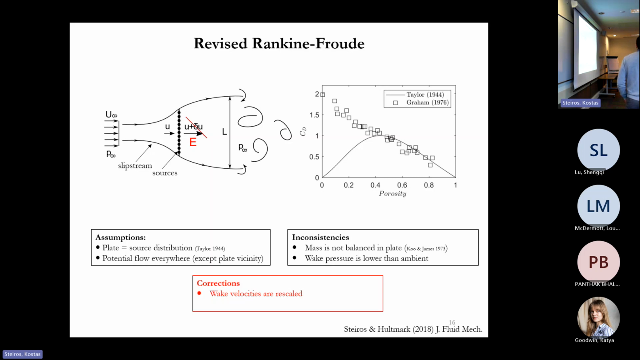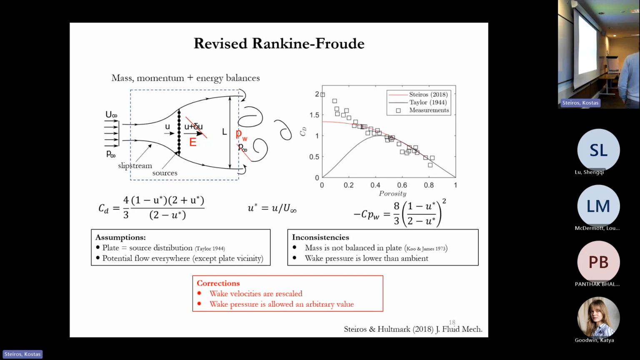So this, of course, it's wrong. And what I did is I relaxed this assumption, and I allowed the pressure here to take an arbitrary value, PW, which I don't know what it is. But then I proceeded to calculate using the constraint of mass, momentum, and energy balances in a control volume. So some math here to do that. But then we have an analytical prediction of the drag coefficient, of the pressure coefficient of the wake, right?